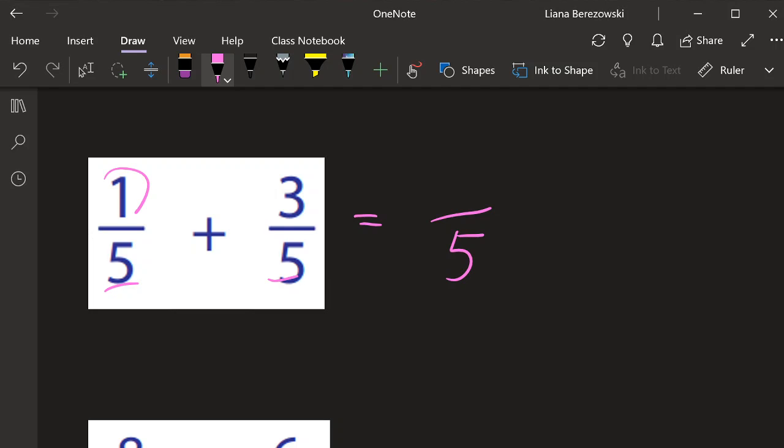So to solve this question, all we do is add 1 plus 3. We add our numerators. So 1 plus 3, that's just going to be 4. So our answer to this question is just going to be 4 over 5. Now, as for simplifying, this fraction won't be simplified, okay?